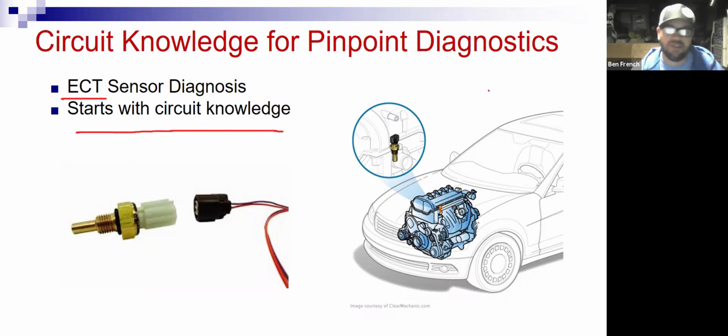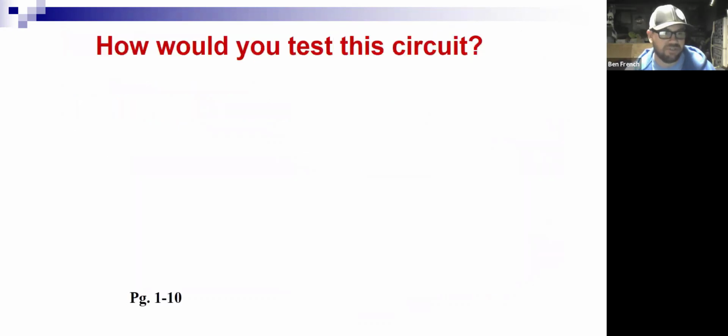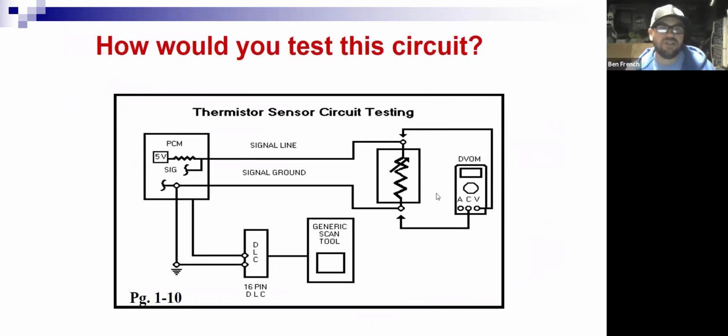So here's a picture of a vehicle. There's the coolant temp sensor, screwed into the thermostat housing area. Notice it's a 2-wire sensor. Okay, and these have been that way for 30 years now, so not a lot of changes on these guys over the years. So here is the wiring diagram for that. And the question is, how would you test it?